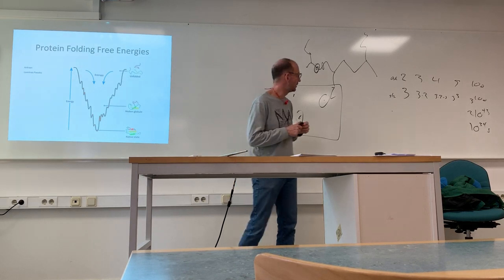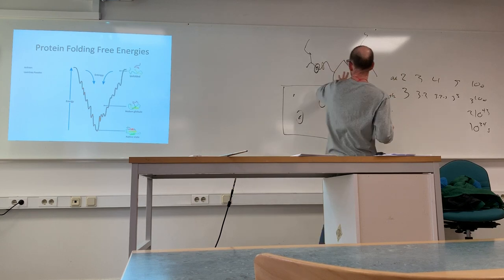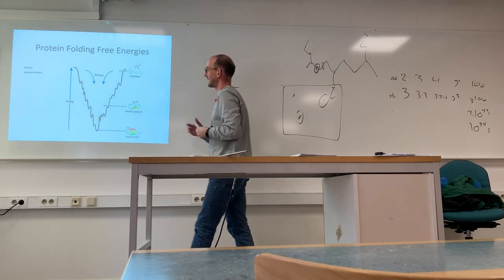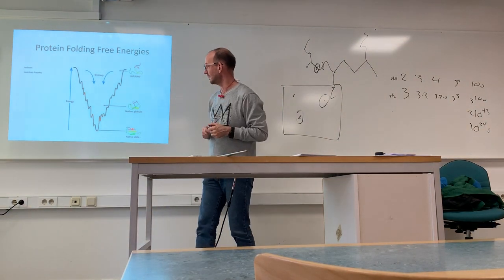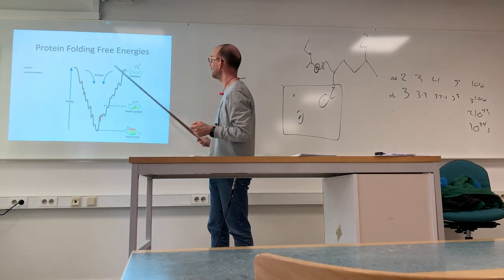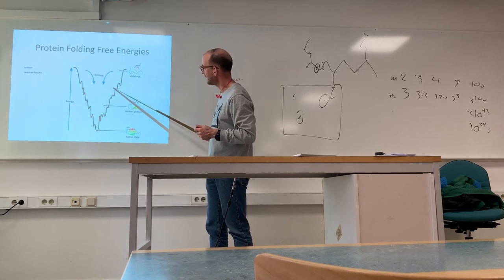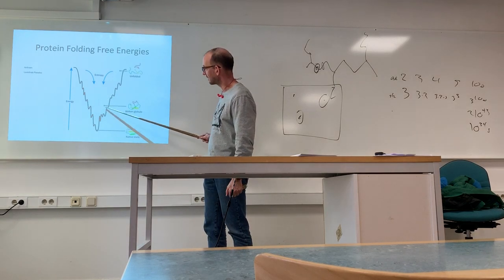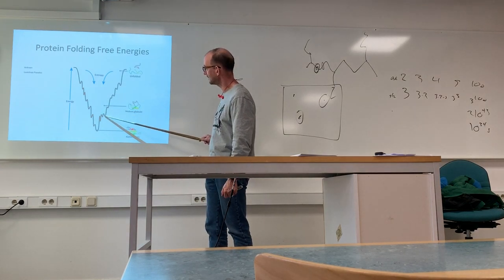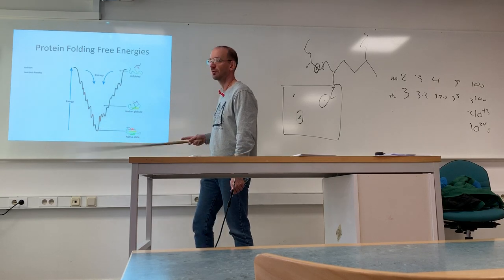So clearly, how does nature solve the problem? It does it by having guided folding. So basically, when it's produced, you start somewhere up here, not in a particular place, but then there is an energetic preference to walk towards the native state. You might get trapped in an intermediate somewhere, and you need a bit of energy to get out of it, but in general, you are trying to fold down there.